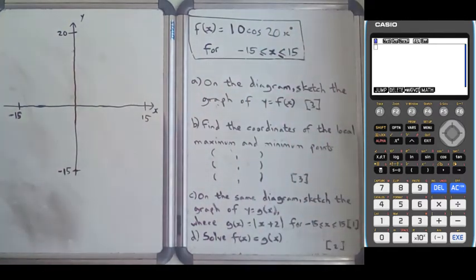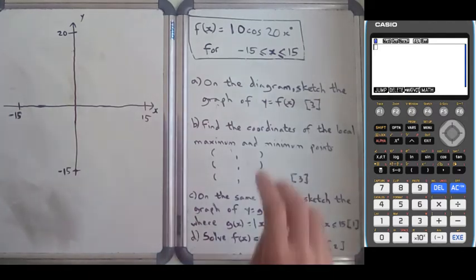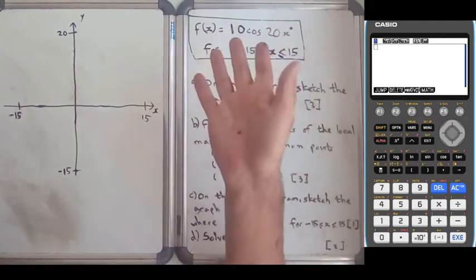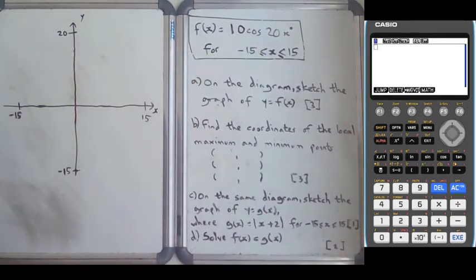So these questions are all about the viewing window. There is another issue in this, which is the fact that you need to make sure you're working in degree mode and not radian mode. But I'll talk about the viewing window first.